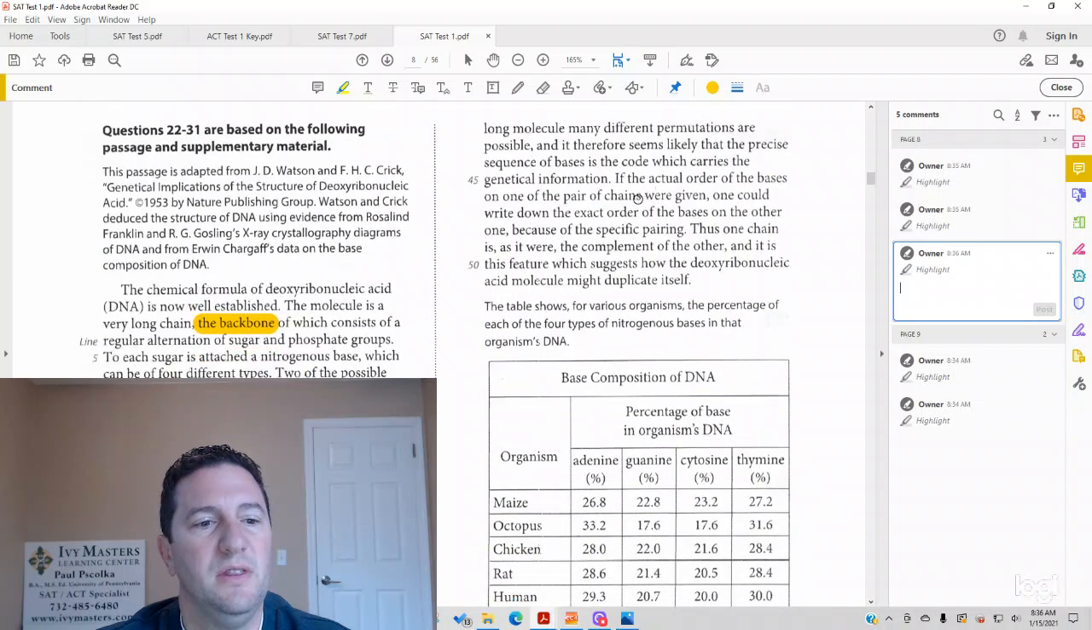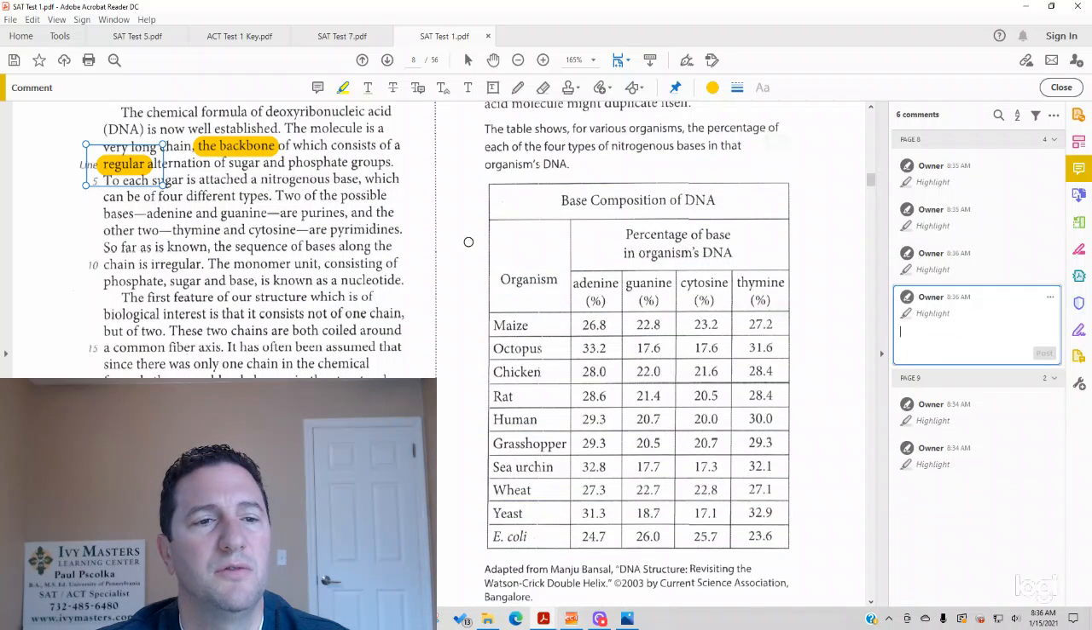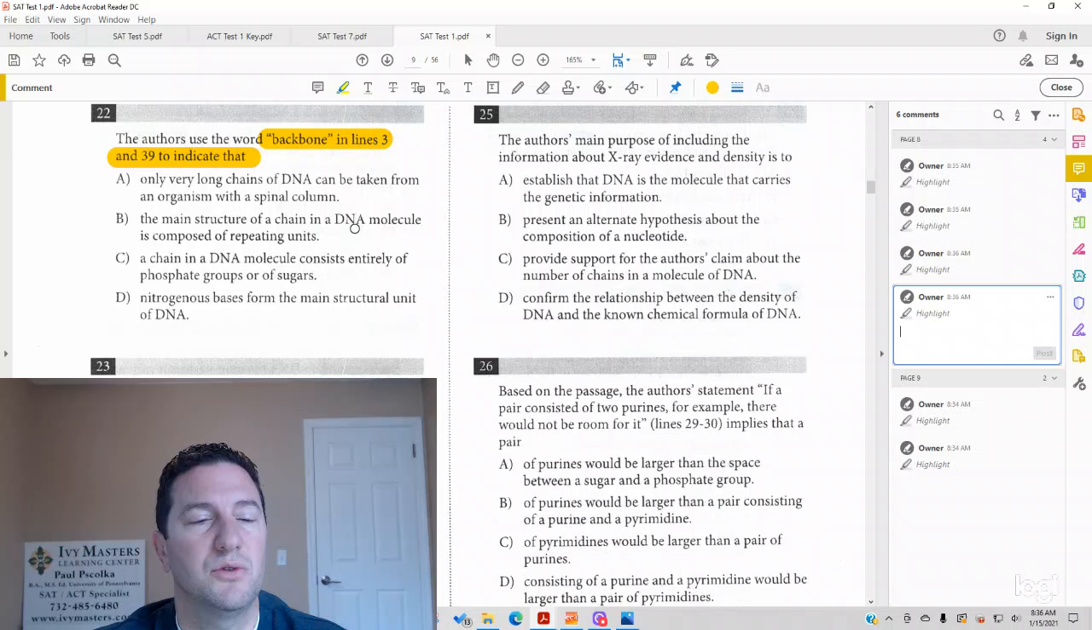So we've got to think, what is backbone? It says a regular alternation of sugar and phosphate groups. So it sounds like you're getting a sugar group, a phosphate group, a sugar group, a phosphate group. To use an analogy, if you had beads on a bracelet, let's say red and then green and then red and then green, a regular alternation, you're never going to have 2 reds, you're never going to have 2 greens. So it's going to be a red and a green. Take that with us to the answer choices.